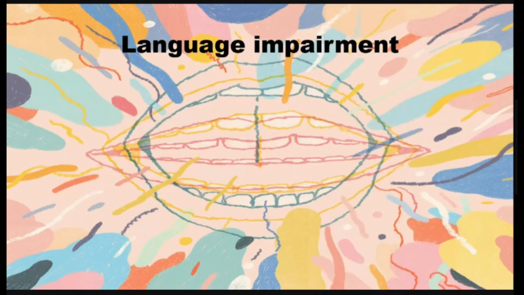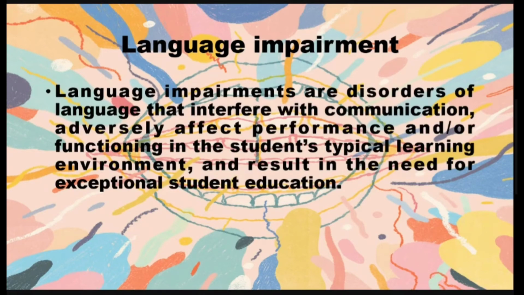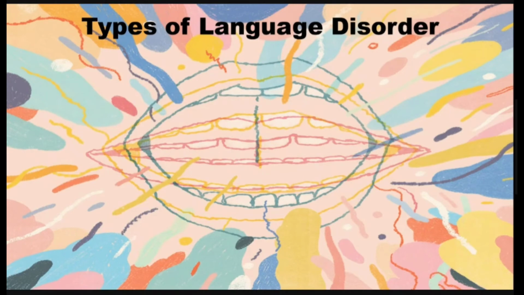Now, let's move on to language impairment, and this is relatively small, so let's begin. Language impairments are disorders of language that interfere with communication, adversely affect performance and or functioning in the student's typical learning environment, and result in the need for exceptional student education. Types of language disorder. There are actually three types, and we will discuss each as we go along this lesson.